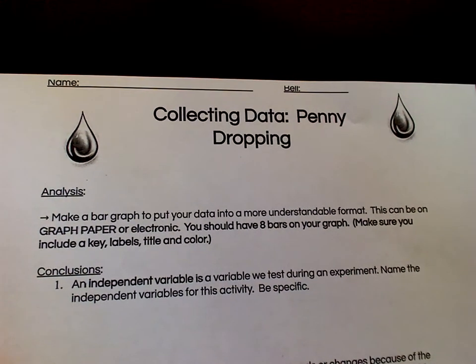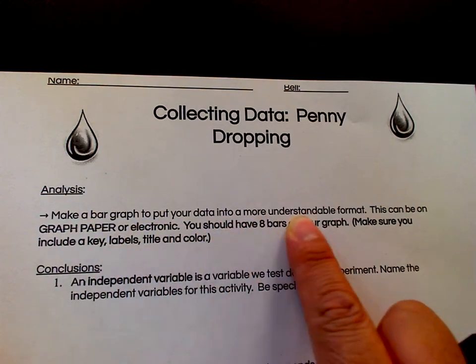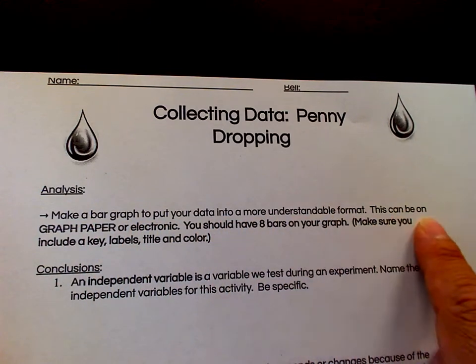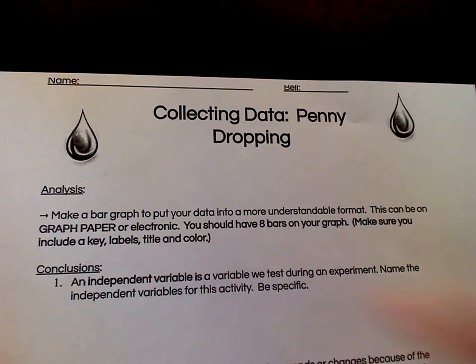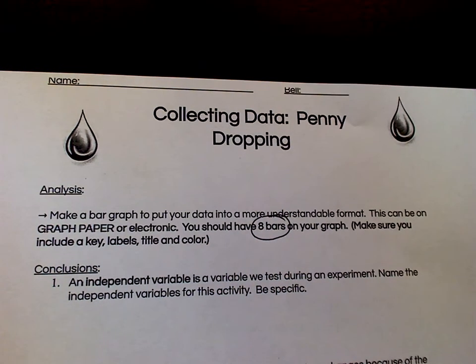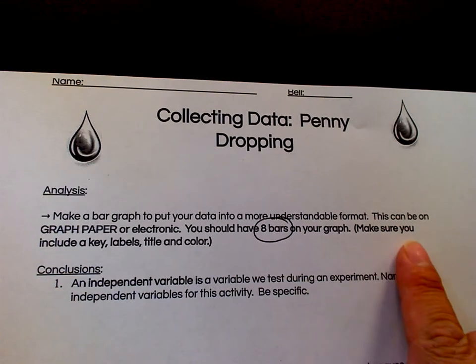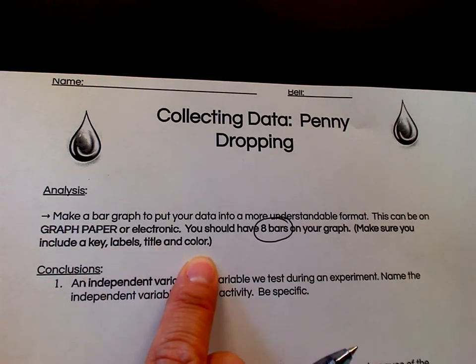So the directions for this activity say, make a bar graph to put your data into a more understandable format. This can be on graph paper or electronic. You should have 8 bars. Everybody circle that word. 8 bars. Make sure you include a key, labels, title, and it should be in color.